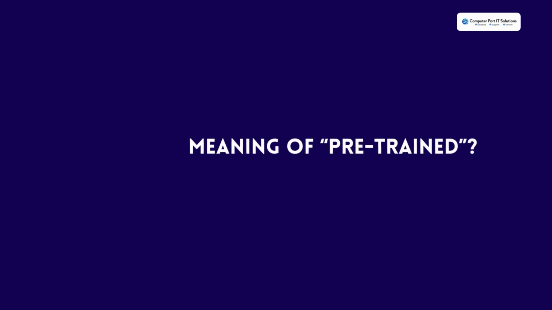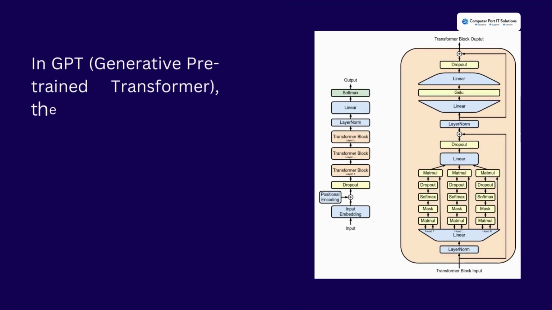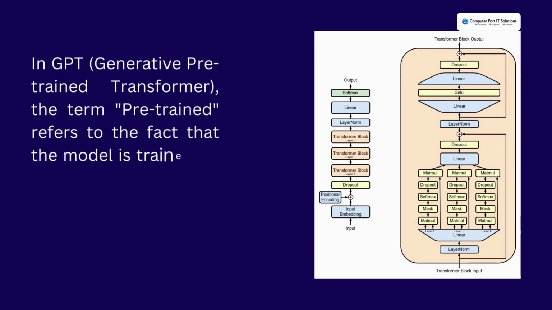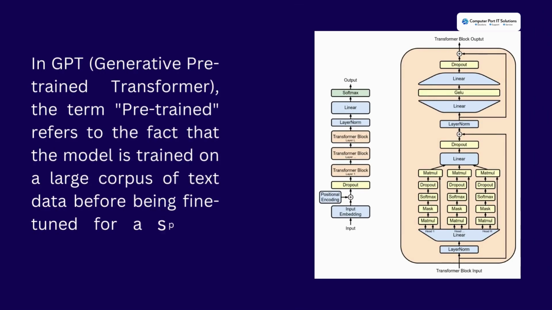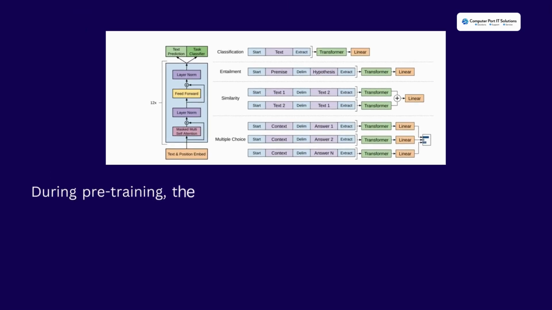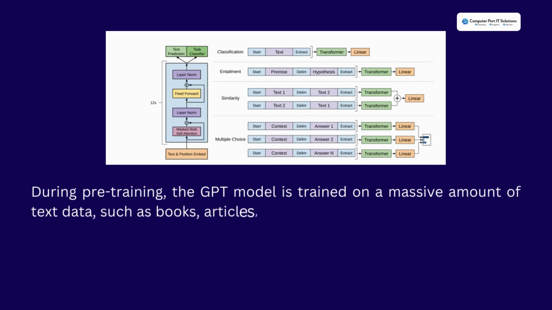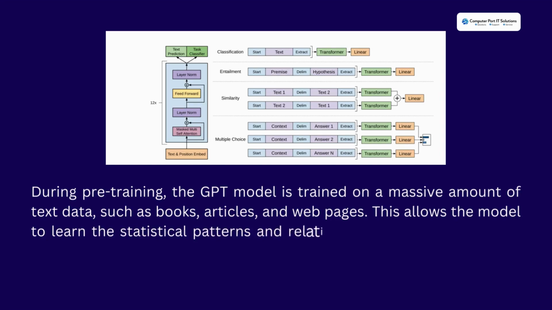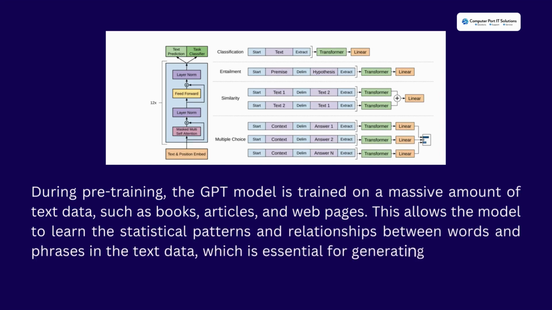What is the meaning of pre-trained? In GPT, the term pre-trained refers to the fact that the model is trained on a large corpus of text data before being fine-tuned for a specific task. During pre-training, the GPT model is trained on a massive amount of text data, such as books, articles, and web pages. This allows the model to learn the statistical patterns and relationships between words and phrases in the text data, which is essential for generating coherent and contextually appropriate text.